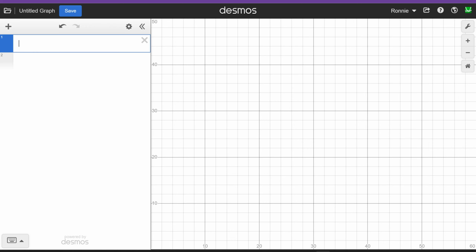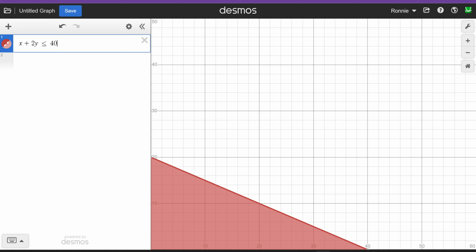So now I'm just going to go ahead and plug in our constraints, right? I'm going to use x and y with Desmos instead of x sub 1 and x sub 2. So I'm going to write x plus 2y, less than or equal to 40, right? So it looks like that. And then the next constraint, so this was the labor constraint.